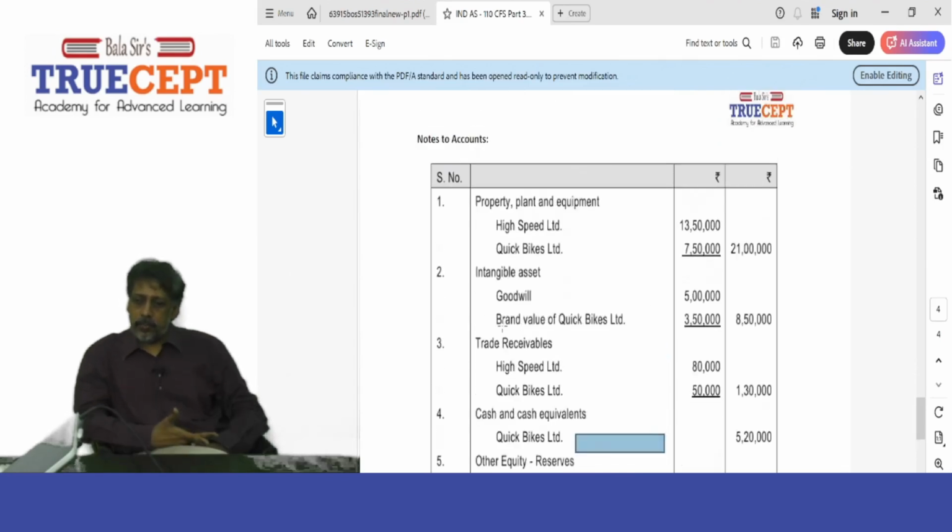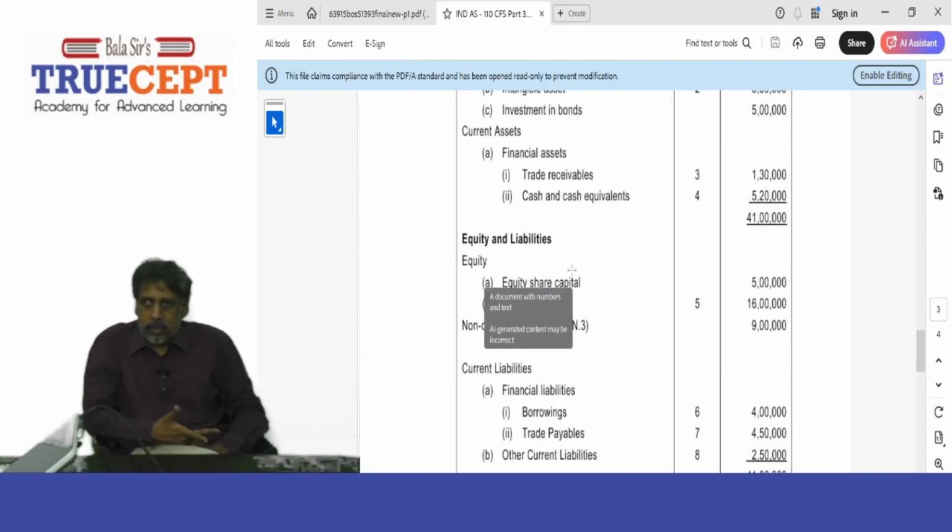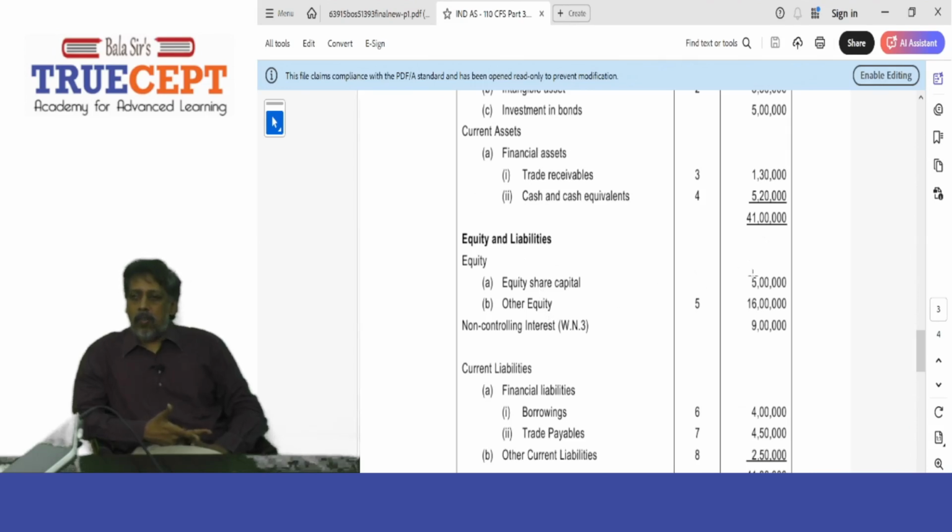Next, equity and liabilities, total 41 lakh. Equity share capital of High Speed alone, 5 lakh. Then other equity, working note 5, you have 16 lakh.